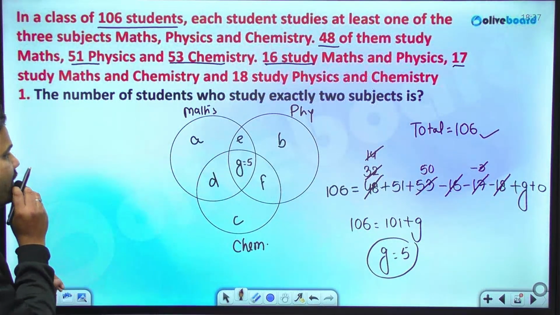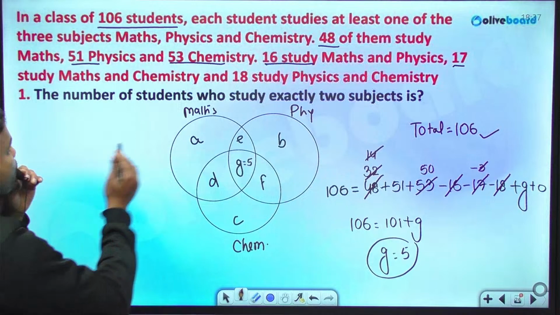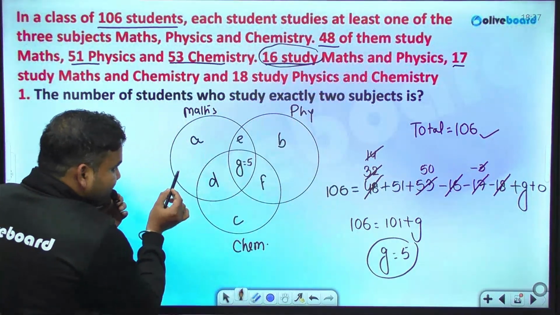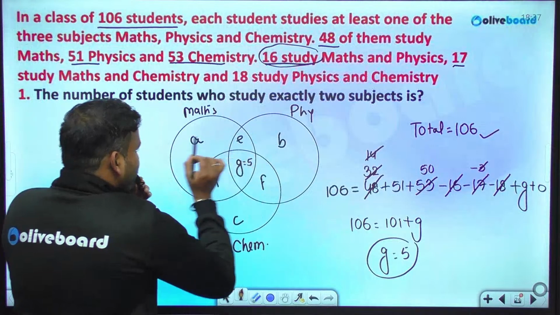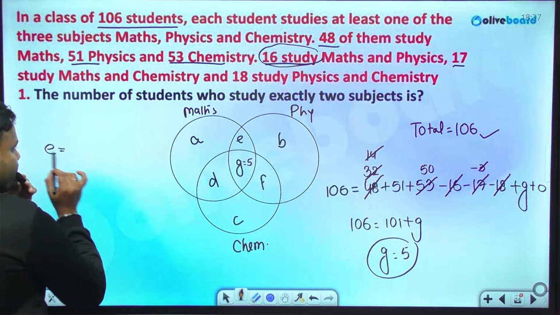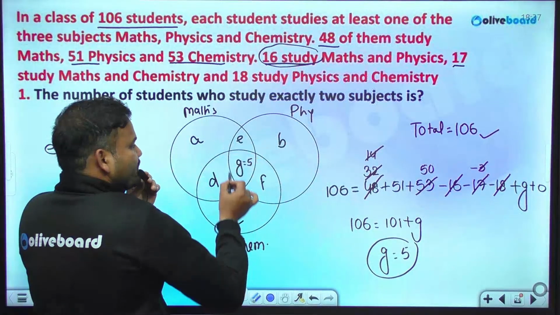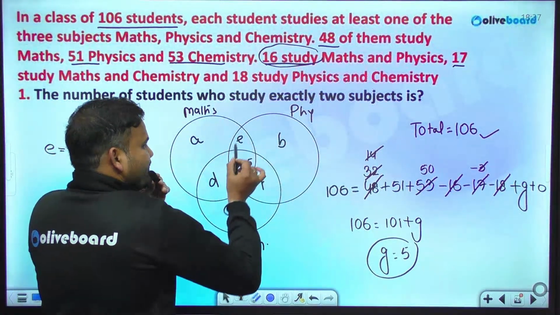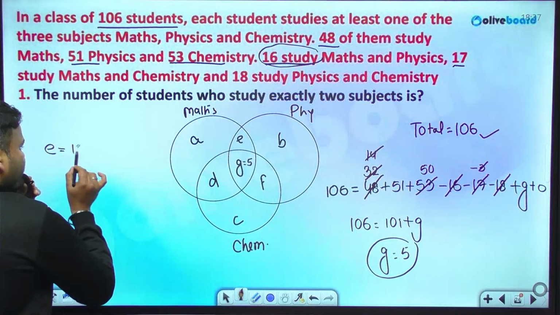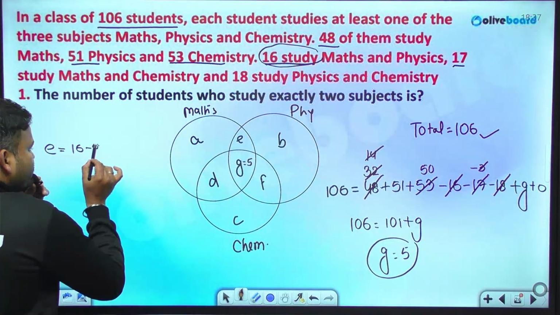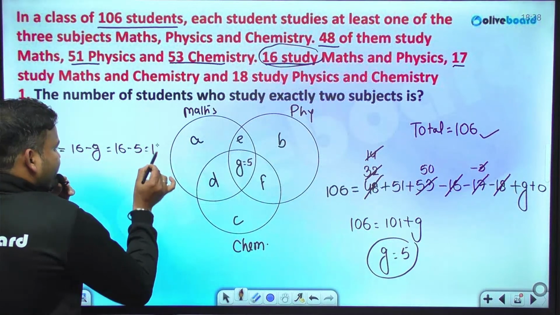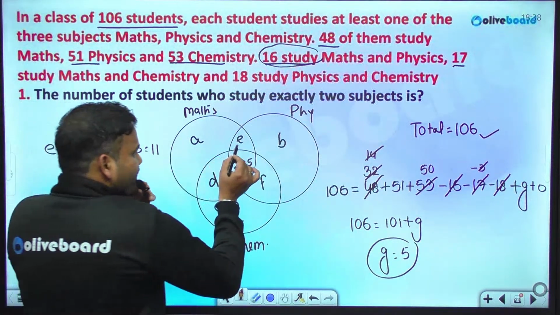Clear? Now, how many students are studying both? 16 students are studying both maths and physics. See, maths and physics. So what will be the value of E? Look, maths and physics are these students. These students are studying maths and physics. So out of 16, the value of E will be 16 minus G, that is 16 minus 5, that is 11. The value of E is 11.